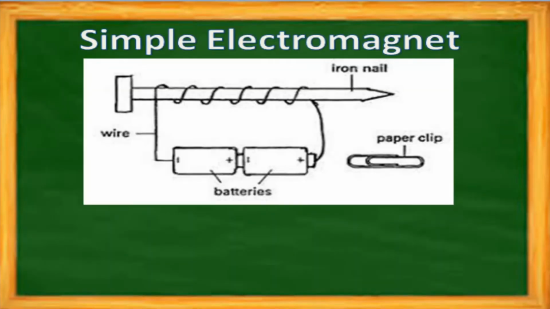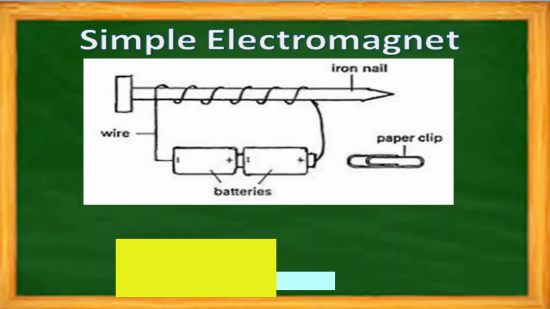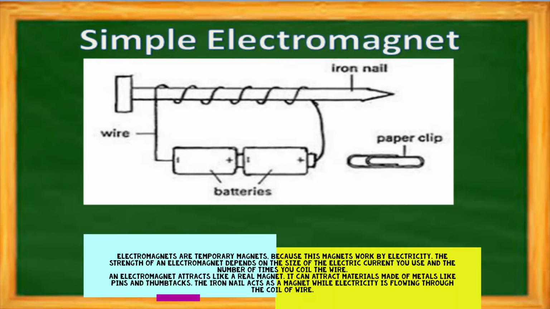This is the example of a simple electromagnet. Electromagnets are temporary magnets because these magnets work by electricity. The strength of an electromagnet depends on the size of the electric current you use and the number of times you coil the wire. An electromagnet attracts like a real magnet. It can attract materials made of metals like pins, thumbtacks, and paper clips. The iron nail acts as a magnet while electricity is flowing through the coil of wire.